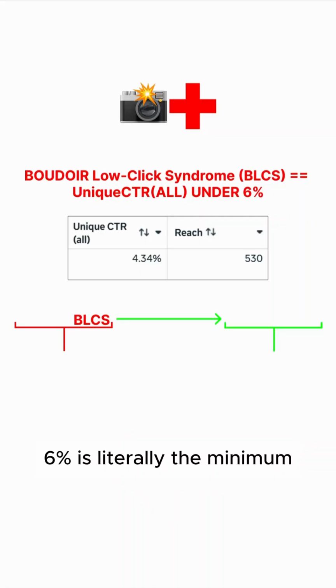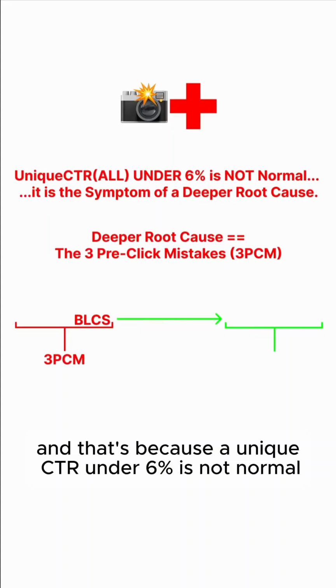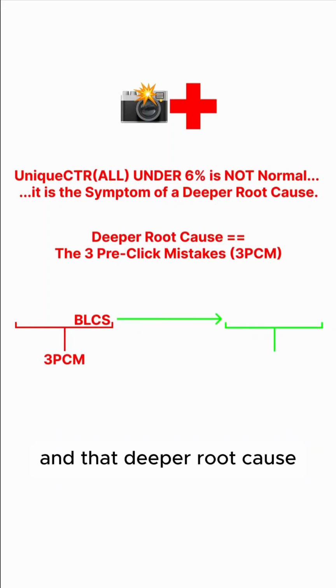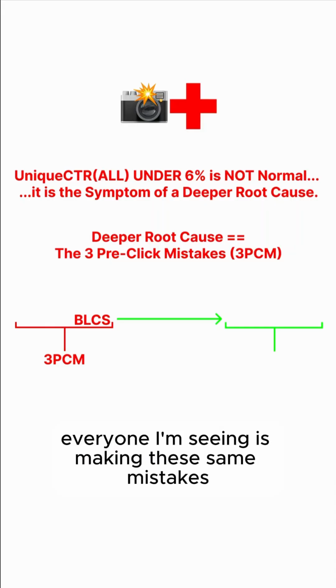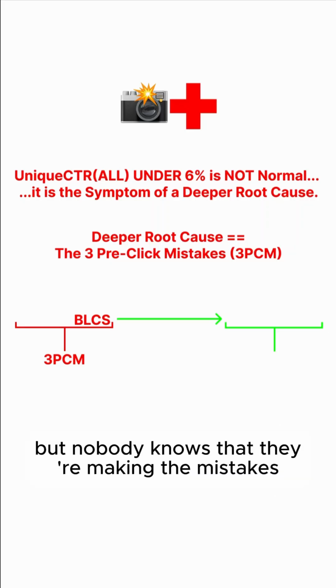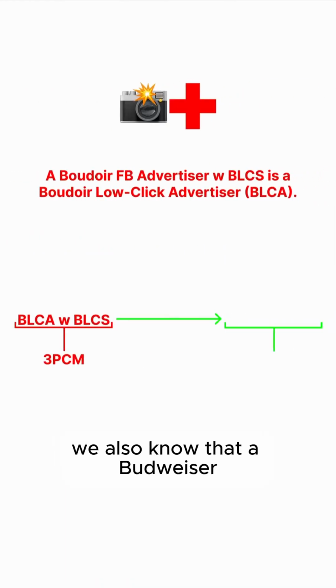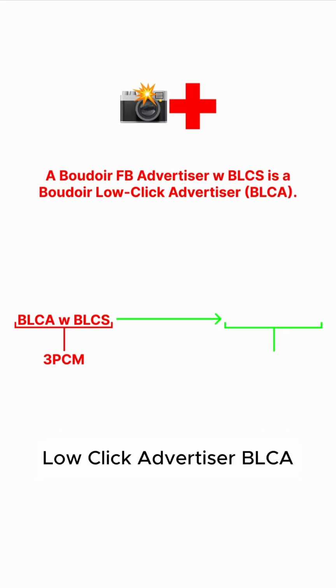6% is literally the minimum. That is the lowest we should ever be, because a unique CTR under 6% is not normal. It is actually the symptom of a deeper root cause, and that deeper root cause is the 3 pre-click mistakes. Now, this is super common. A unique CTR under 6% happens because everyone I'm seeing is making these same mistakes, but nobody knows that they're making the mistakes.